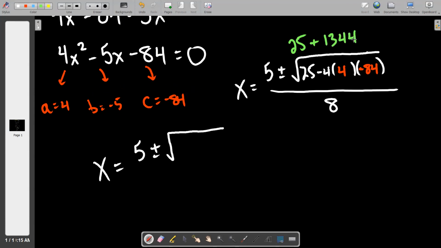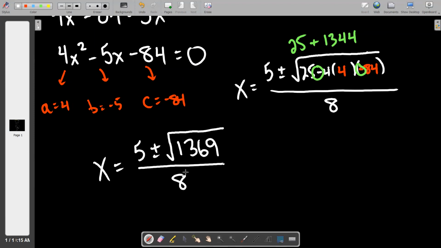Is everybody on board with that? That's really important. The minus and the negative encounter each other eventually. And so my square root is 1,369. And then I'm going to divide that by 8. Are we good to here?